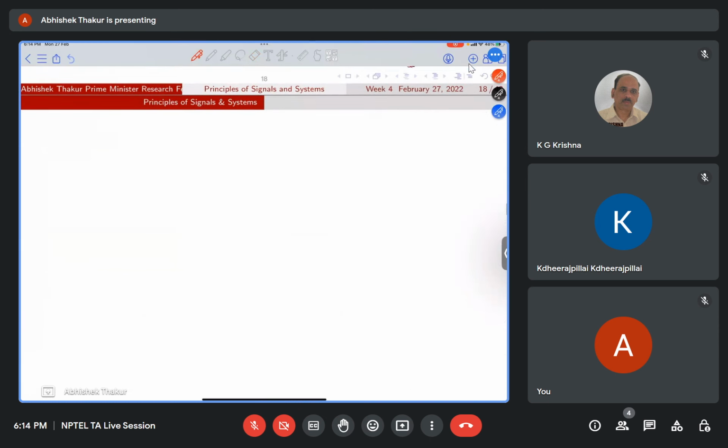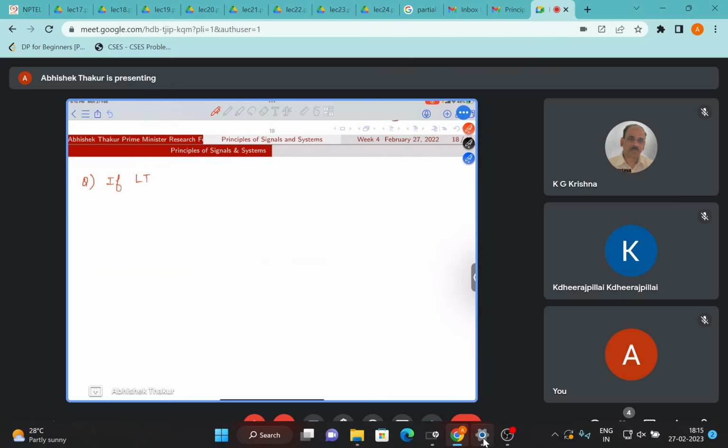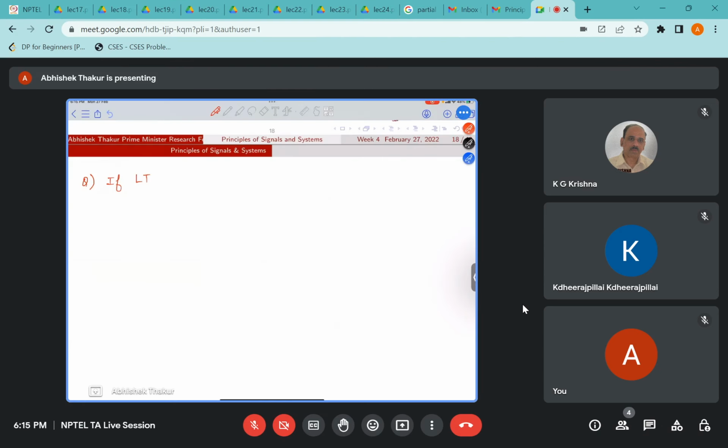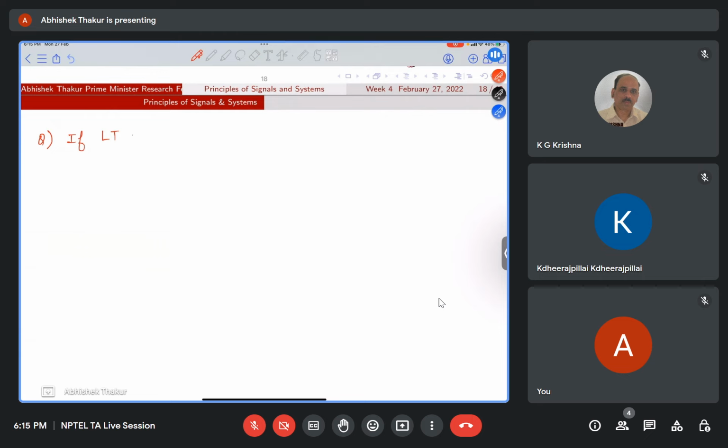So we can take one more question. If the Laplace transform of ft is given as 2s plus 1 divided by s square plus 2s plus 5, then find f0 and f infinite. So we have to find the initial value and the final value.